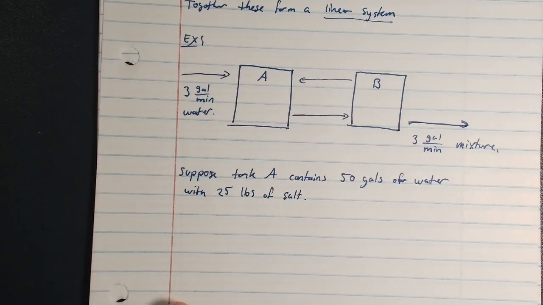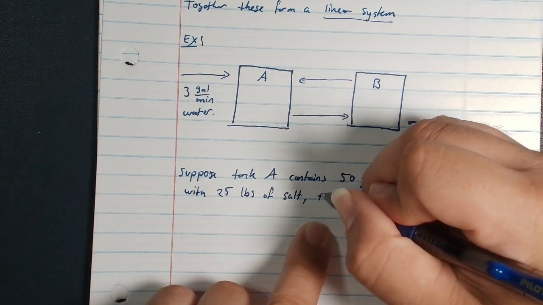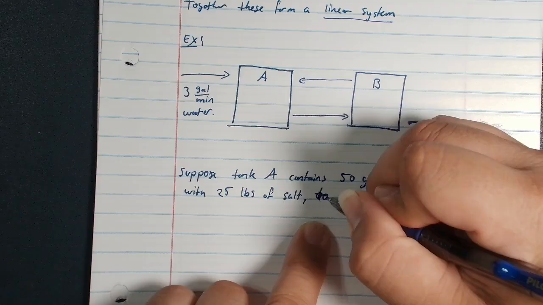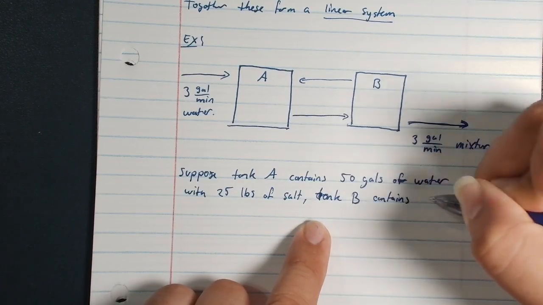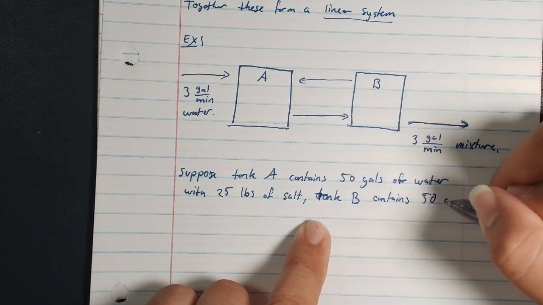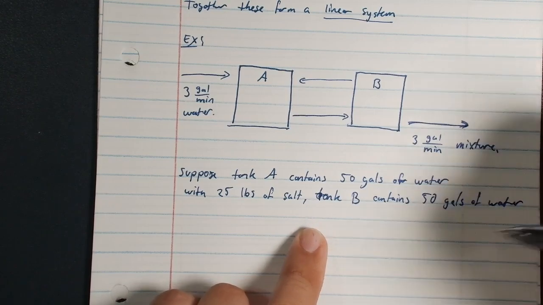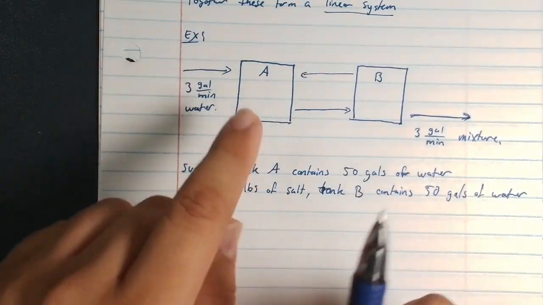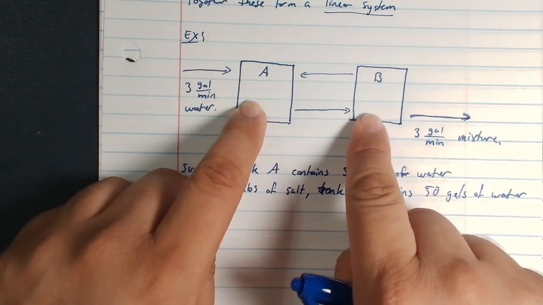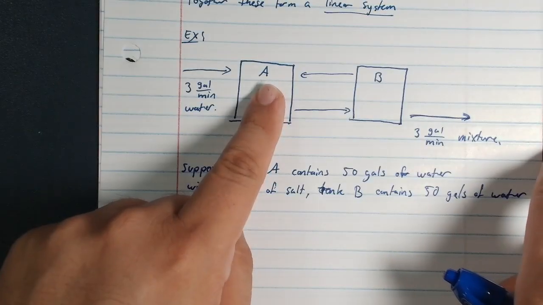Okay. Now, tank B is also going to begin with 50 gallons of water, but this one will be pure water. Tank B contains 50 gallons of water. And again, no additives there. That one's pure water. Okay, so now we're going to start up our system. So that's got water and salt. This has just water. Pure water is coming in, and a mixture of salt and water is being pumped out.